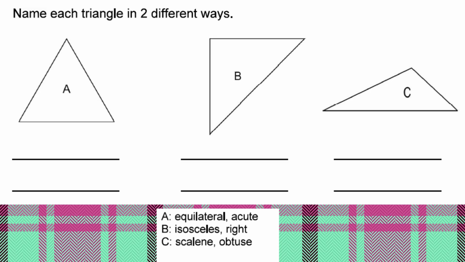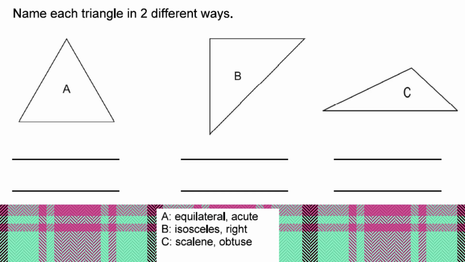in two different ways. We have looked at how triangles can be classified by their sides and angles, and I'm going to look at A first. A, I have measured, and I see that all sides are equal. All angles are also equal. That means that triangle A is an equilateral triangle. But that's only one way I could classify it.